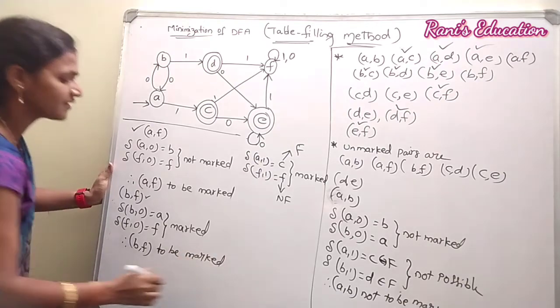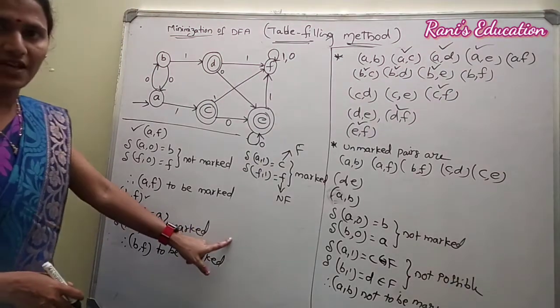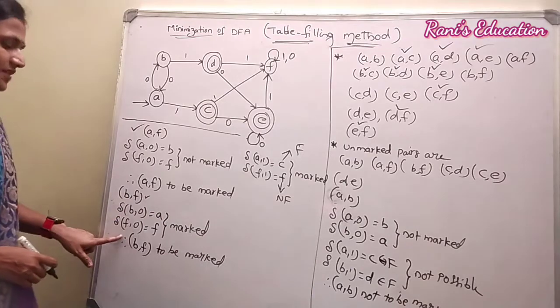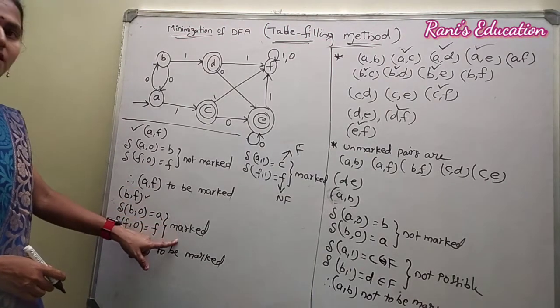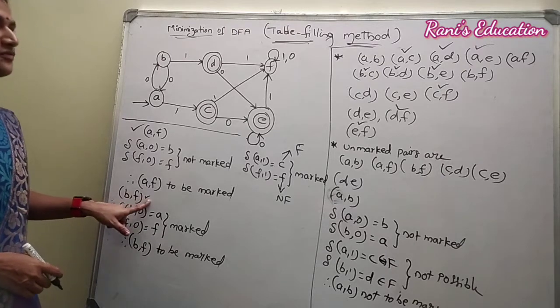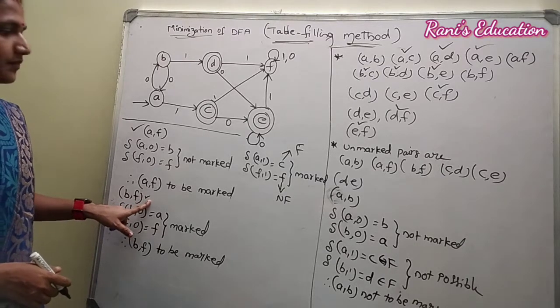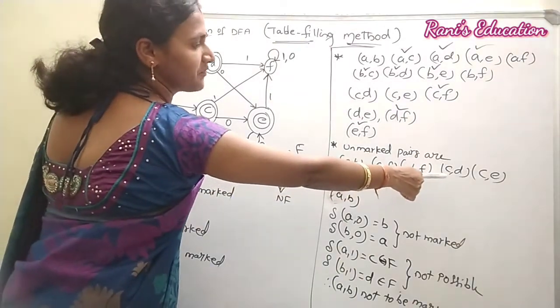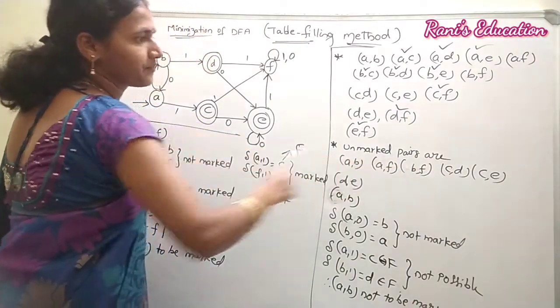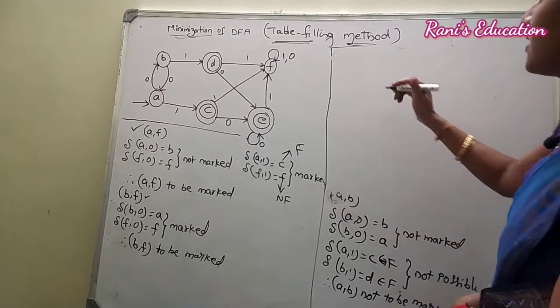So now do I need to check the transition function for the next input symbol? No, because here itself we got the result. AF is already marked, so we are supposed to mark BF as well. In the same way we need to check the transition function for the rest of the states as well. What's the next possible state pair here with C?